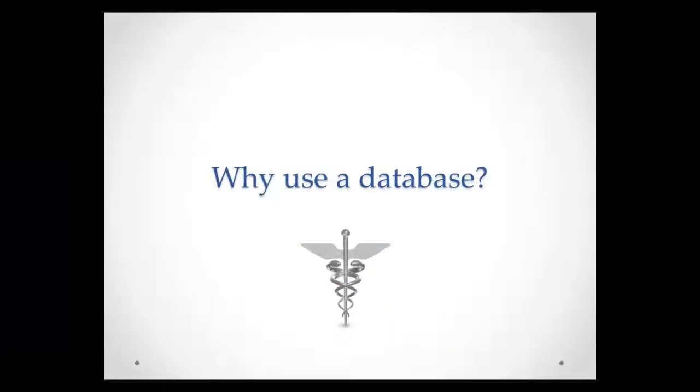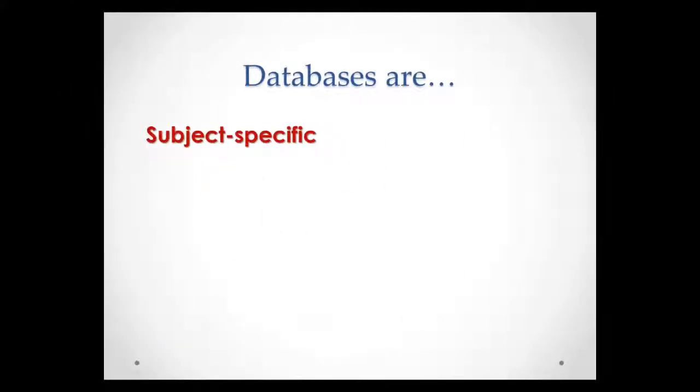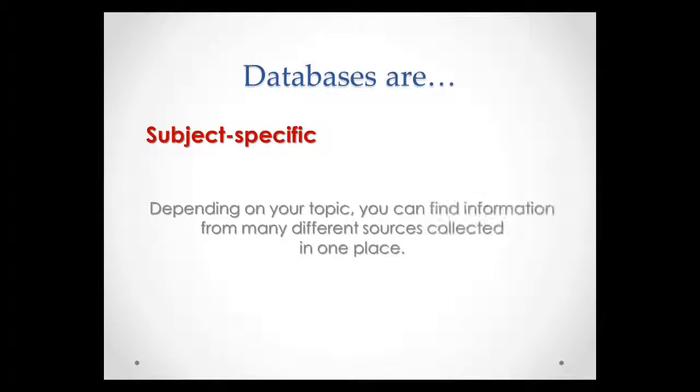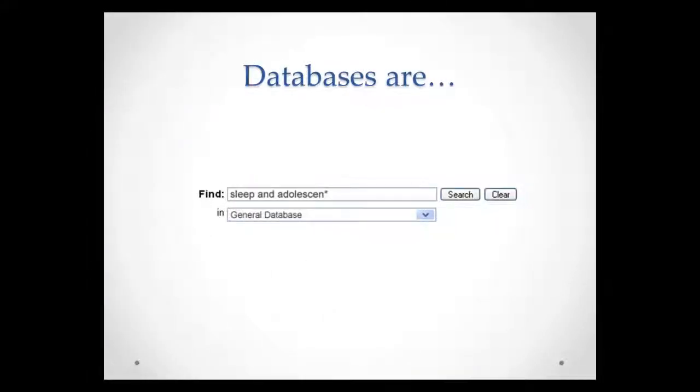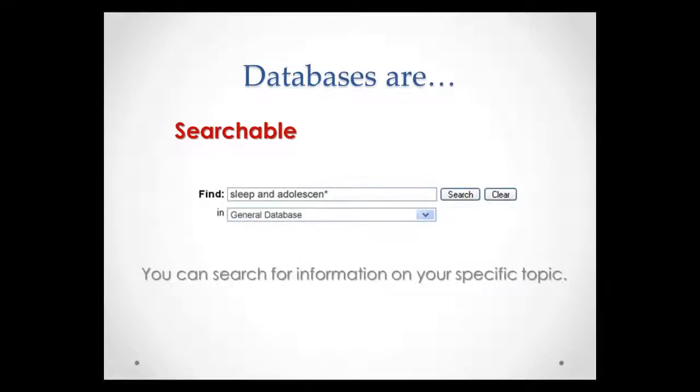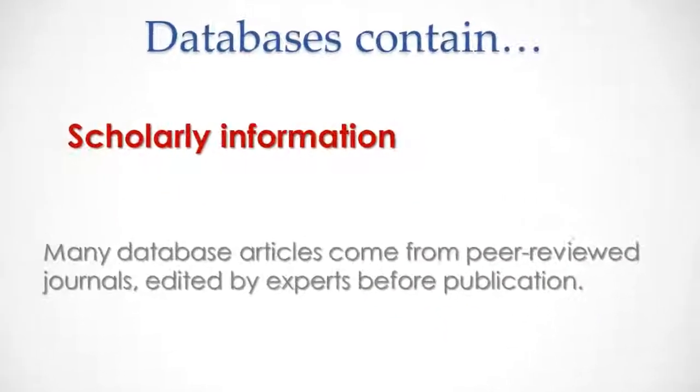Why would you use a database instead of just reading a journal in print? Some databases are general and contain information on many different topics. Other databases contain information only on a particular subject, such as nursing, medicine, or healthcare. Databases allow you to search for information on your specific topic. Databases contain scholarly information, often from peer-reviewed journals.